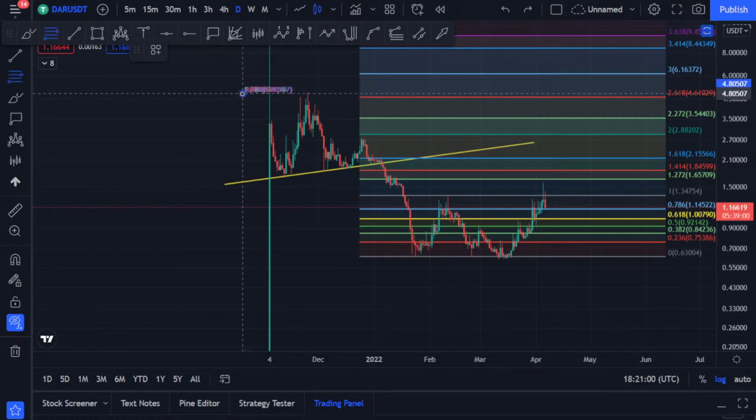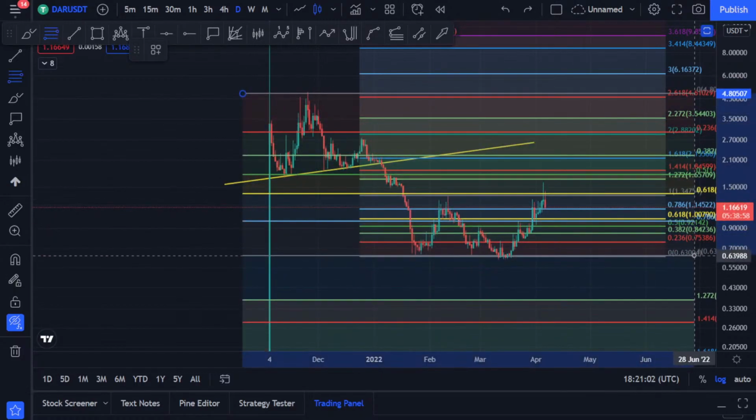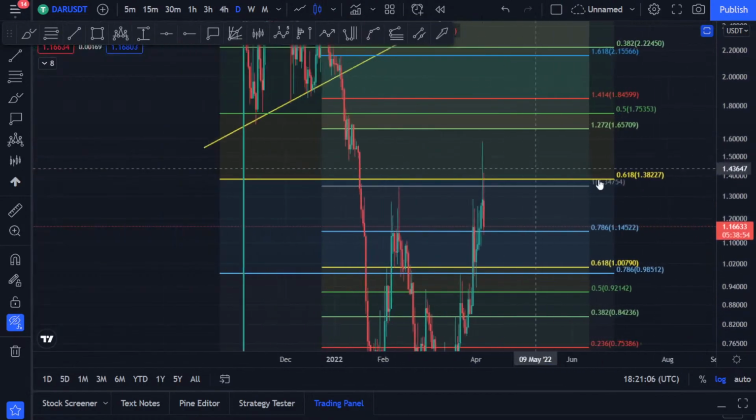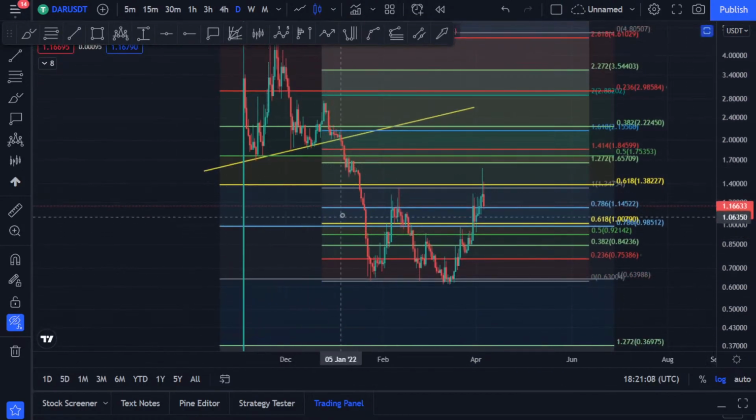Take a Fibonacci and just measure all the way. You can see the whole move when we measure it. Okay, let me show you something.